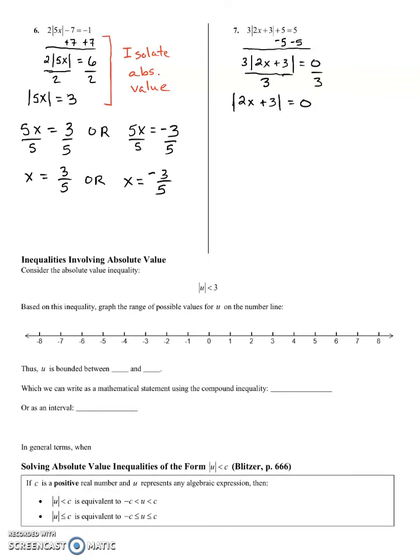Now we can break this up. So 2x plus 3 equals 0. And it's really not a matter of breaking it up, because remember, when the absolute value equals 0, we just have whatever's inside the absolute value equals 0. So subtract 3 from both sides. We get 2x equals negative 3. Divide both sides by 2, and we have x equals negative 3/2.